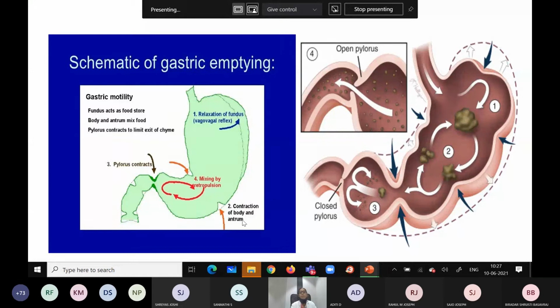Okay, so there is contraction of the body and antrum. This is the initiation of the peristaltic wave: constriction behind the food, then relaxation in front of the food. The same type of contraction is shown in this diagram also. Food hits the closed pylorus and comes back. This retropulsion helps in proper mixing and grinding of food, and finally the pylorus opens little by little and a small amount of food enters at a time. Okay.